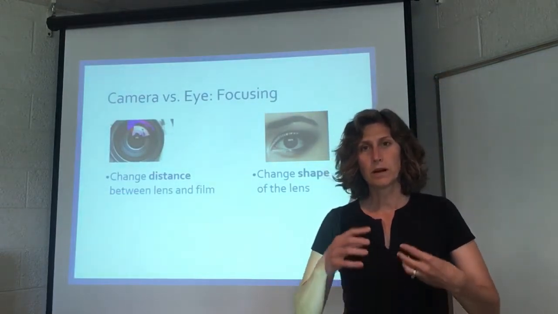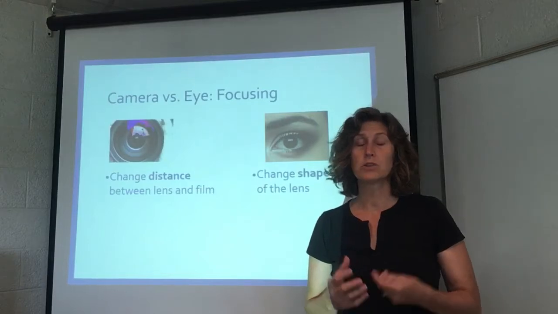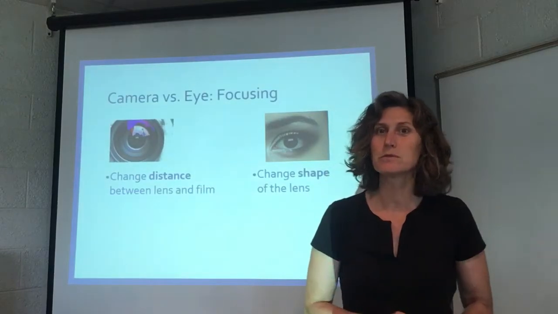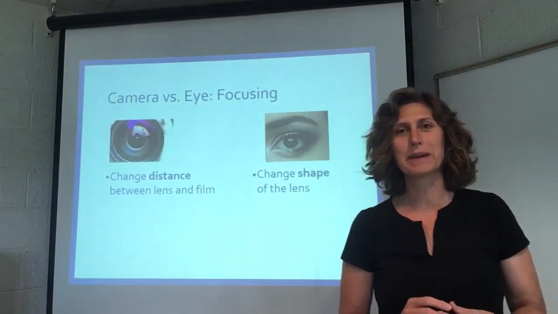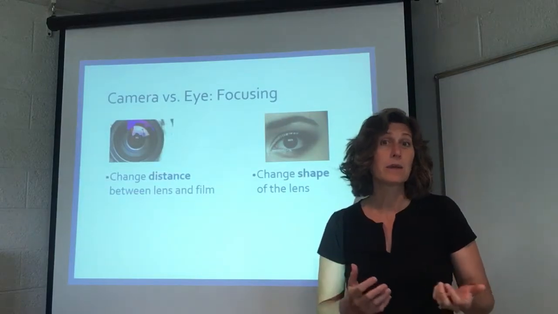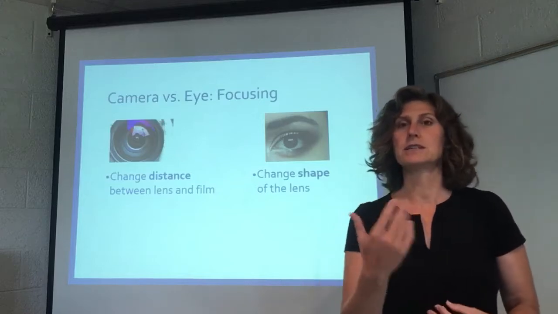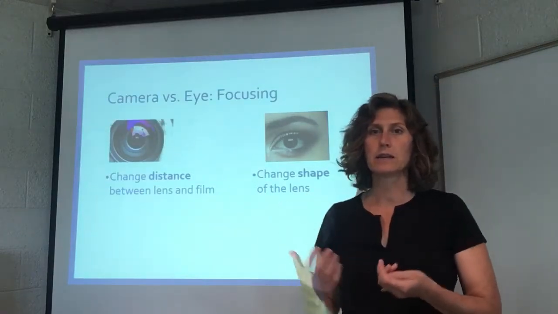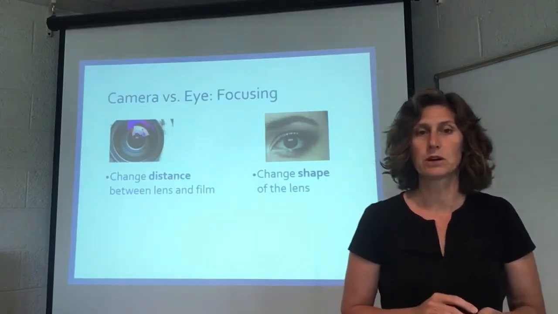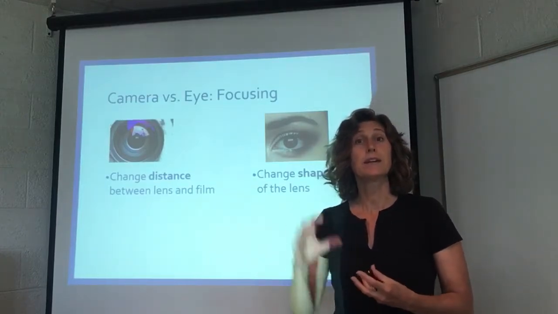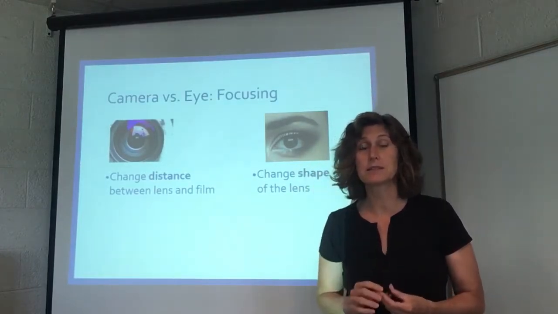So again, recognizing that the human body works a little differently from the machines that we've created to mimic it, the eye and a camera focus differently. The camera just changes the distance between the lens and the film, in the old-fashioned way of talking about it, whereas the eye changes the shape of the lens itself.